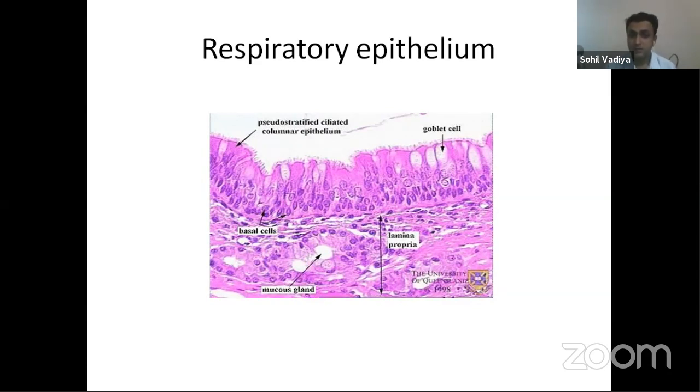The mobility of the cilia is very important. There are certain genetic disorders where the mobility of the cilia is affected. There is something called congenital immotile cilia syndrome. There is something called a cartilaginous syndrome. So the point here is that it's very important that the cilia have good mobility for the drainage of the sinuses.